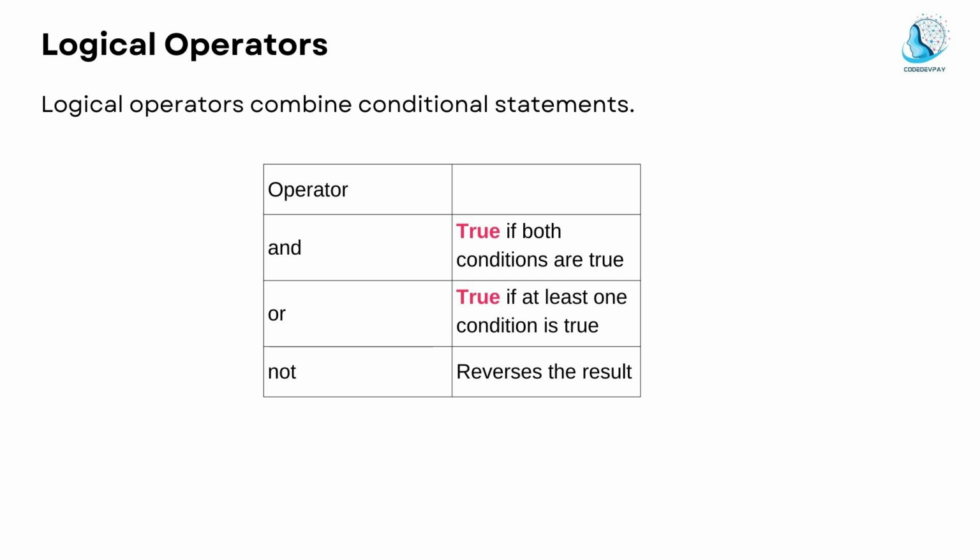The logical operators are simply used to combine and compare conditional statements. Let's look at each of the logical operators. The AND simply compares two separate conditional statements and returns true only if both conditions are true.